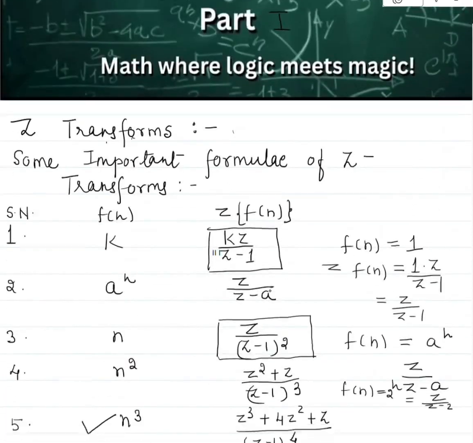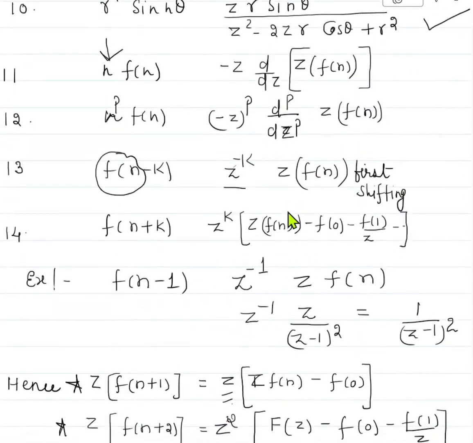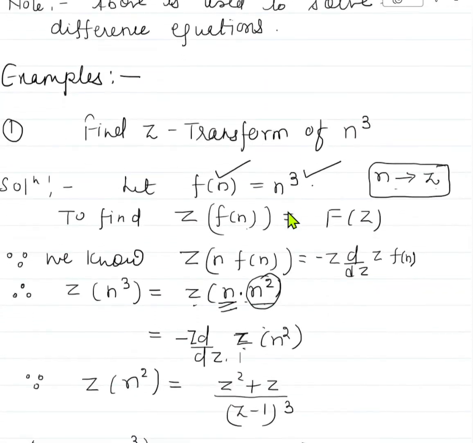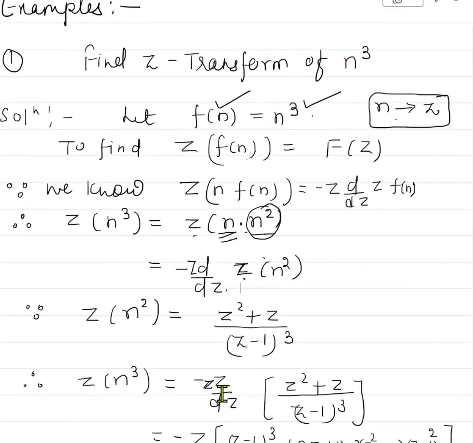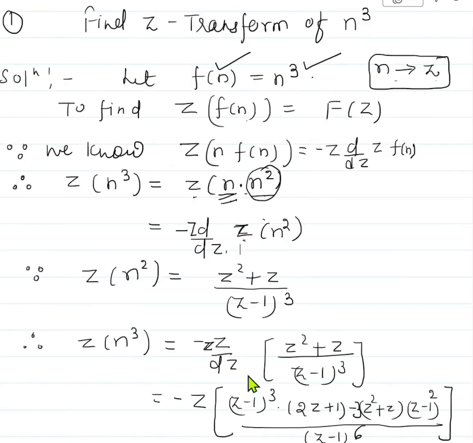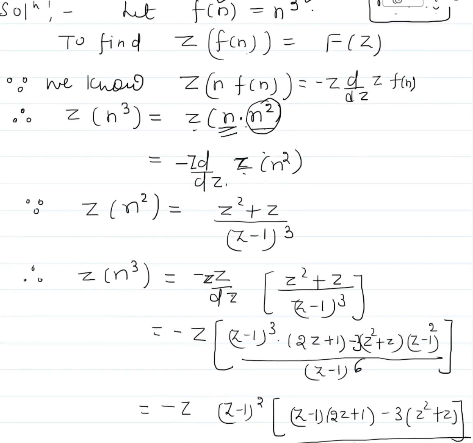Z transform of n square is z square plus z upon z minus 1 cube, and we want to write the Z transform of n square. So the same formula you will use, z square plus z upon z minus 1 cube. After writing Z transform of n square here, you will differentiate the function by parts, first and second.